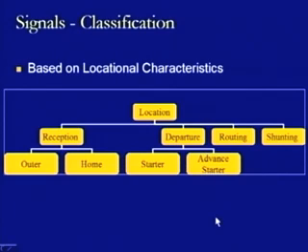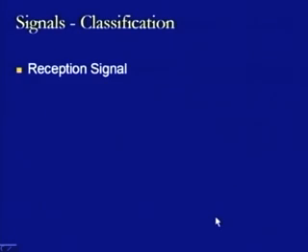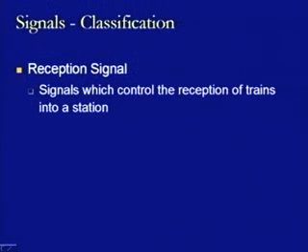So, here this is what is being shown. Now, we come to the reception type of signals under the categorization based on locational characteristics. These reception signals are the signals which control the reception of trains into a station. In the case of a railway track, the whole of the track is divided into 2 sections. One is the station section, another one is the block section.